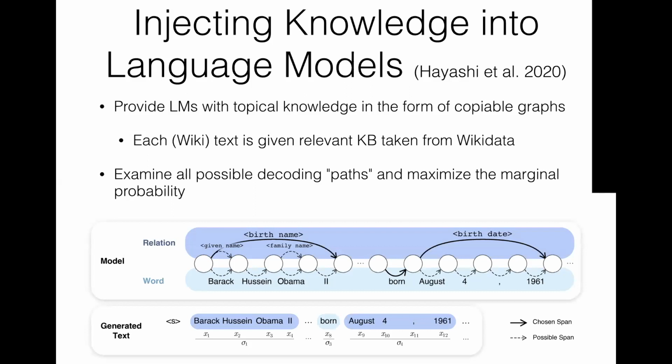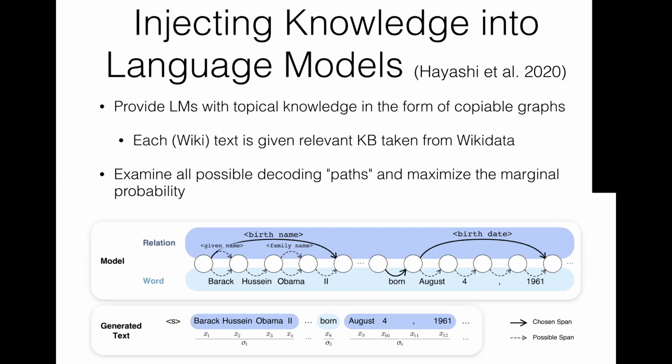What you can see in the figure below is, suppose you have a target generated text: Barack Hussein Obama II, born August 4th, 1961. I think state-of-the-art pre-trained language models are not capable of generating his birthday exactly as is. But if you already have some knowledge base or knowledge about the birth date of Barack Obama, then why not use it and fill in these words by copying them from the knowledge base.